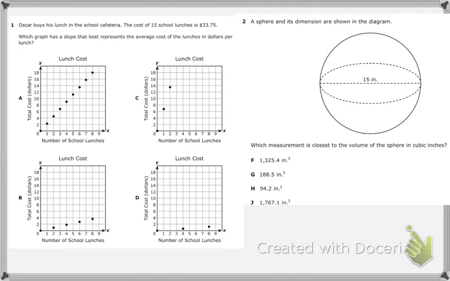school lunches is $33.75. Which graph has a slope that best represents the average cost of lunches in dollars per lunch? So here, this is our rate, dollars per lunch. And so we have money over the lunch, right? So dollars per lunch will be money over lunch. Here we have some values that we can go ahead and put in. We know that 15 lunches is worth $33.75.